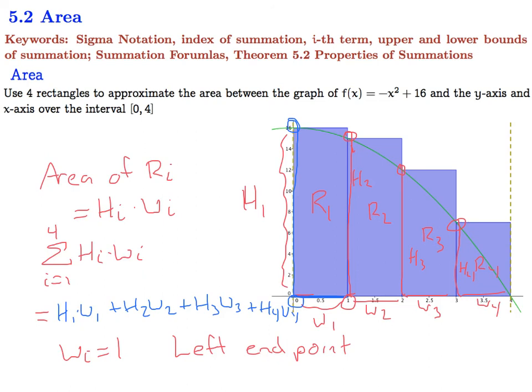So in total, if I tried to calculate my summation, I would take 16, my height, times 1, plus next I would take my end point at 1, so at 1 I would get a height of 15 times 1, plus then at 2 I would get a height of 12 times 1, plus last I would get a height at 3 of, I believe, 7 times 1, and if I add these all together, what I end up with is 50. So my approximation for my area is 50, and as I can see, it appears to be a bit of an overestimate.